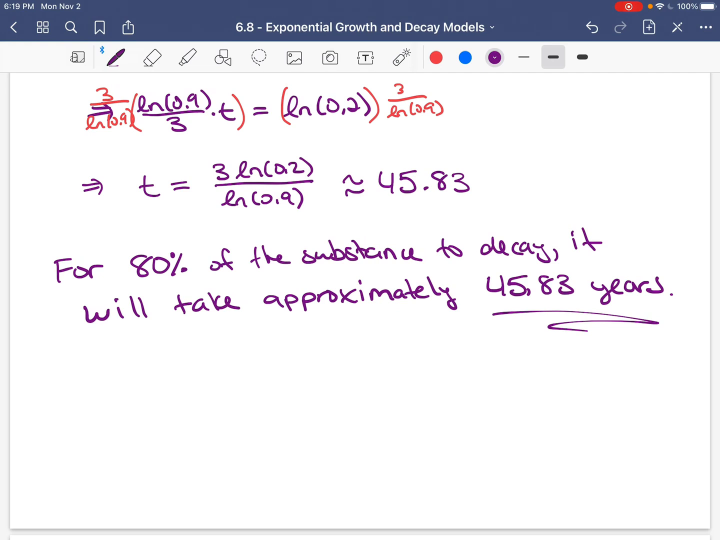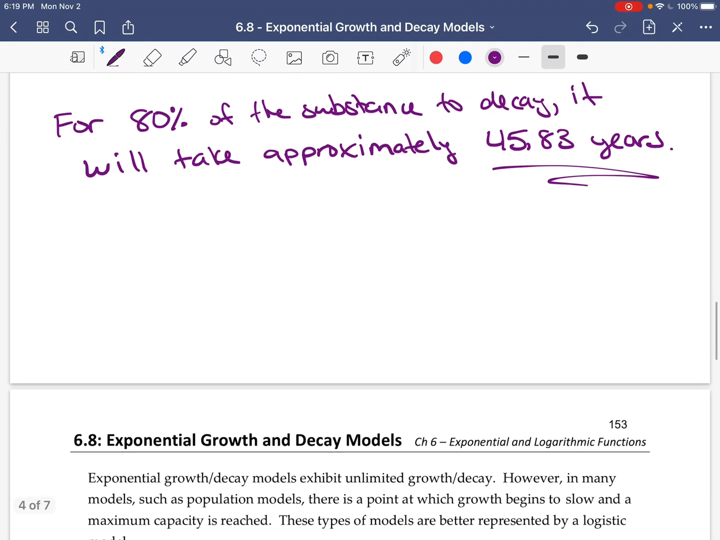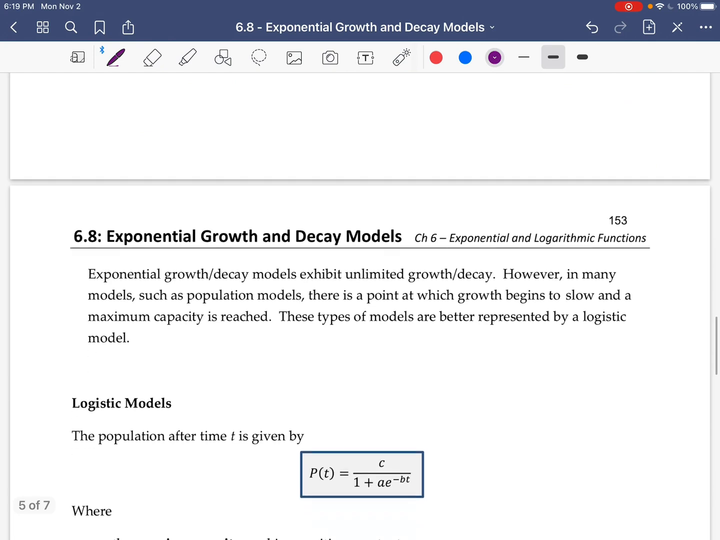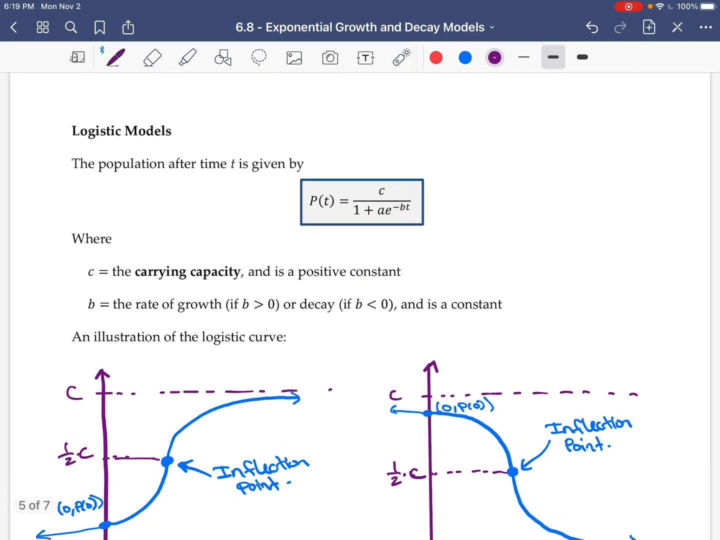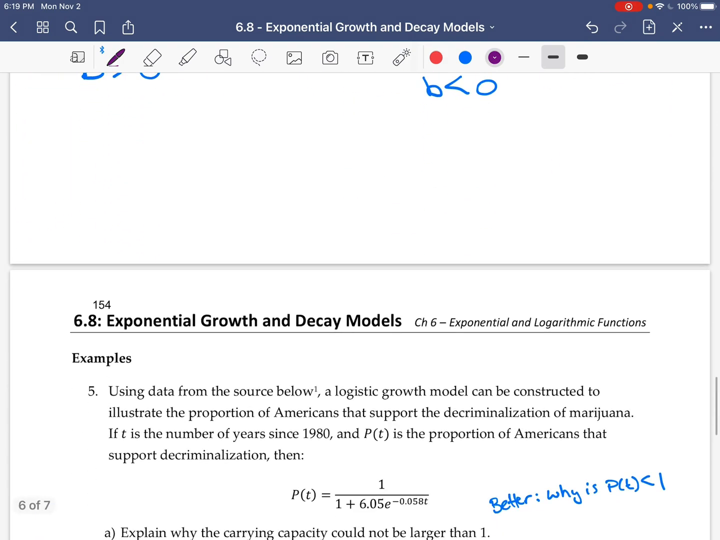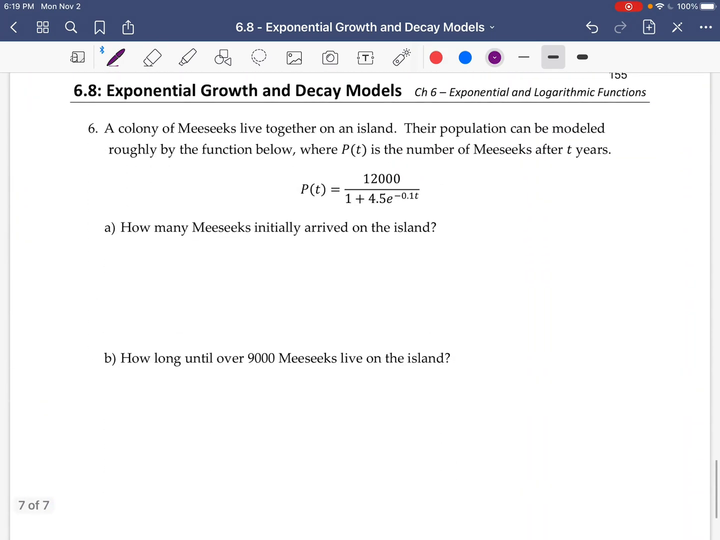Okay, now the last example we're going to do is one where it has a carrying capacity. So it's not uninhibited growth or decay. So that's following this logistic model. Okay, so it looks like that. I think they give us the formula though, so let's just go.